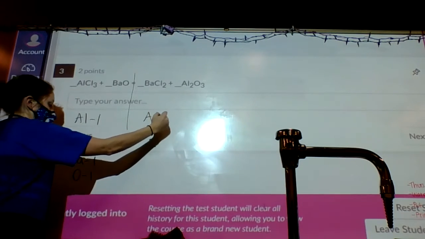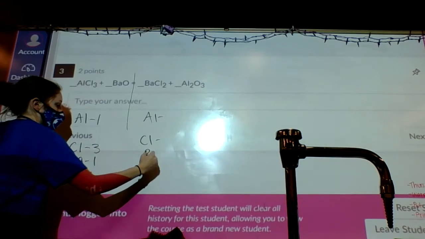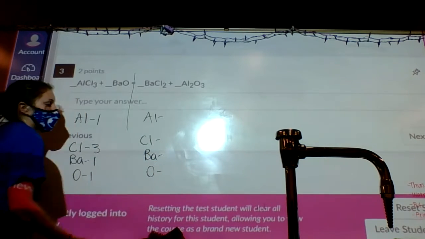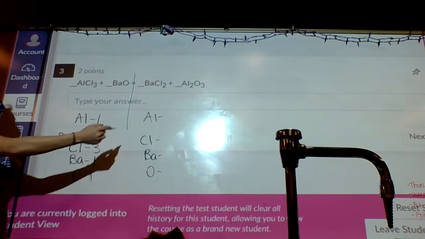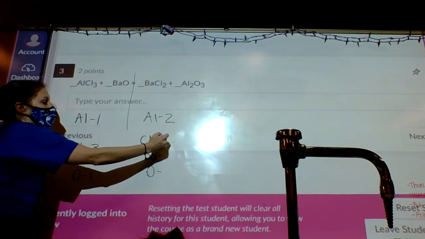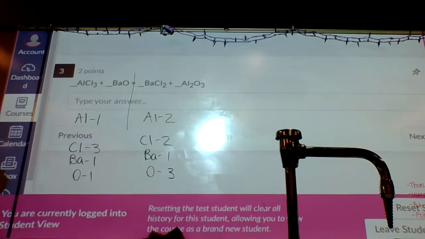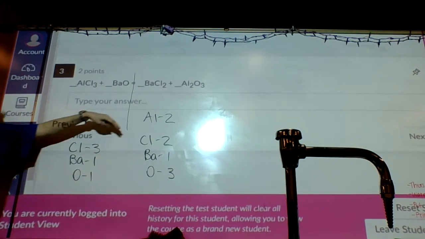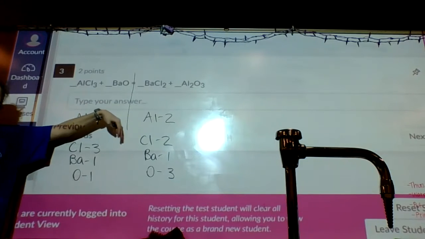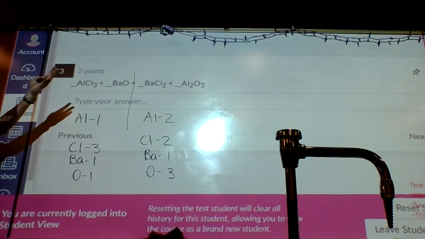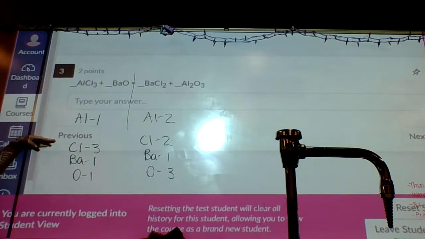I'm going to make my same list over here. I like to go in the same order because it's easy for me to line them up. How many Al? 2. How many Cl? 2. How many Ba? 1. How many O? 3. Okay, so the first thing that I notice is my Cl is in a 3-2 pattern. Okay, so what do I want to bring my Cls up to? 6. Alright, a lot of times I want to take care of that first. If I take care of my 6, then it kind of takes care of everything else as I go.